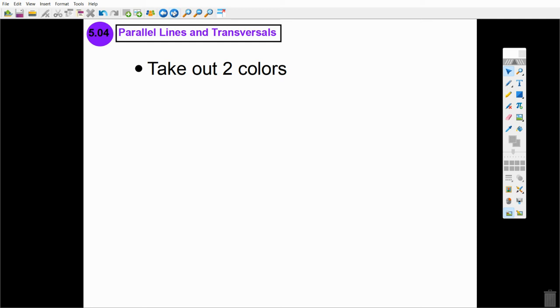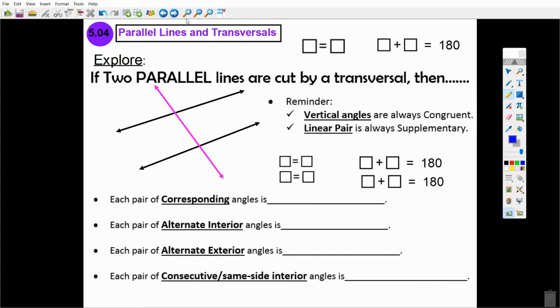Now, what I'd like you to do is take out two colors. It really doesn't matter what colors you use. I'm going to be using simple colors I have here. I'll probably use a green and blue because they're easy. Or actually, I'm going to use red and blue. So I'm going to use these two colors here, and you can use whatever two colors you have.